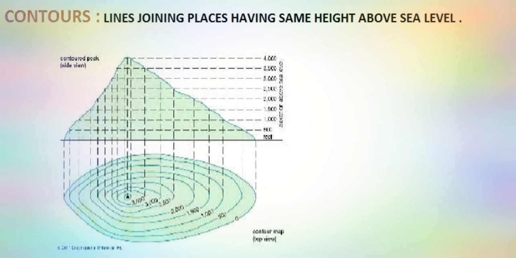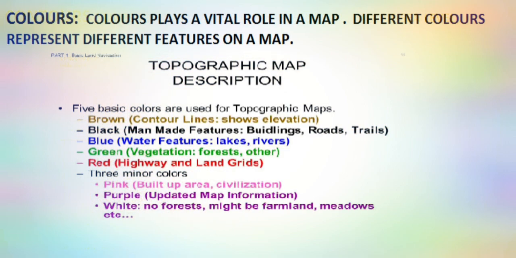The next element of a map, that is the use of colors on topographical sheet. Colors play a vital role in a map. A variety of color can be found on a map. Each relates and represents different types of features. So the different type of colors which are used in a map are, first one is black color. It shows cultural features such as buildings, railways, power transmission lines.